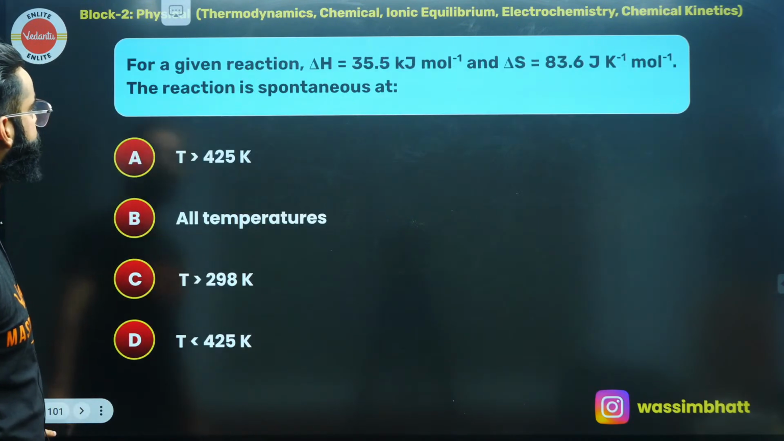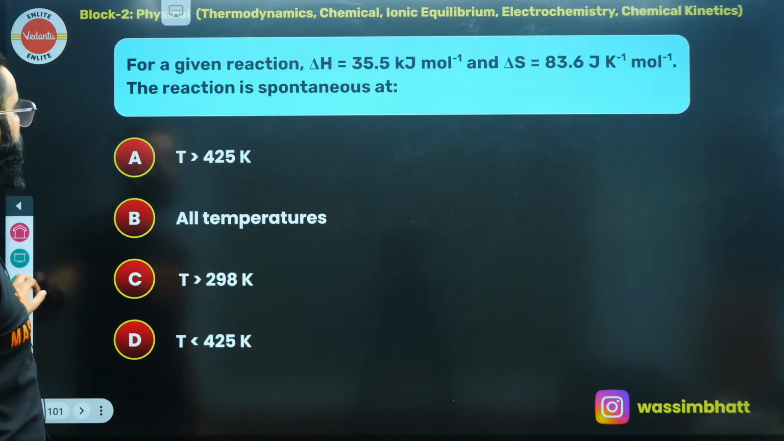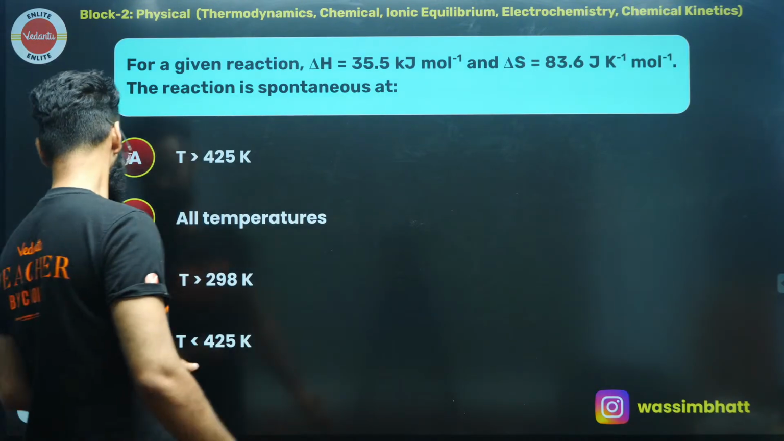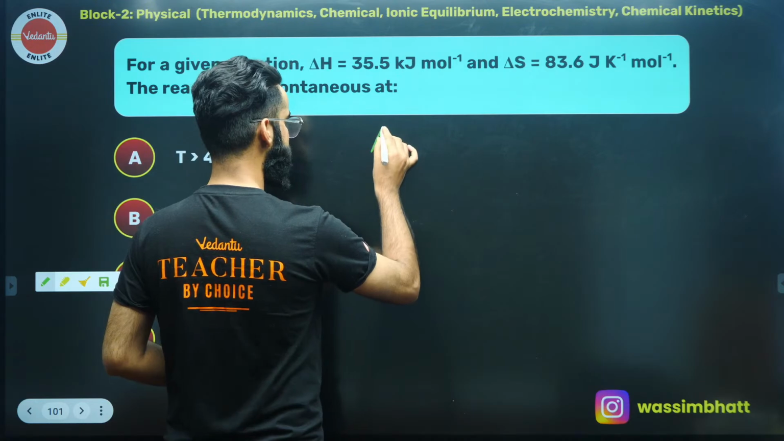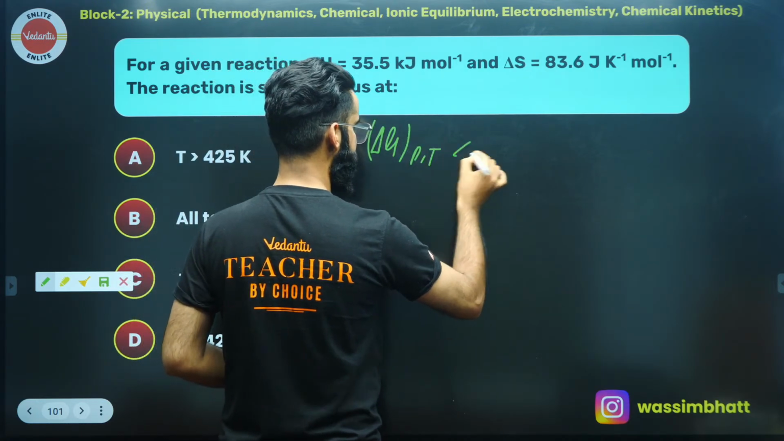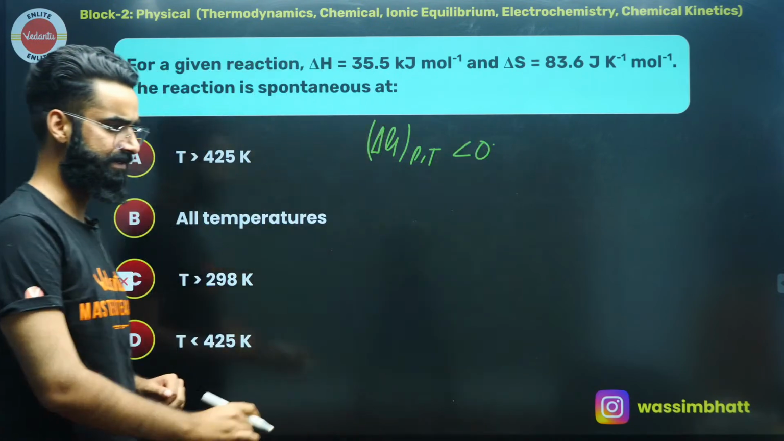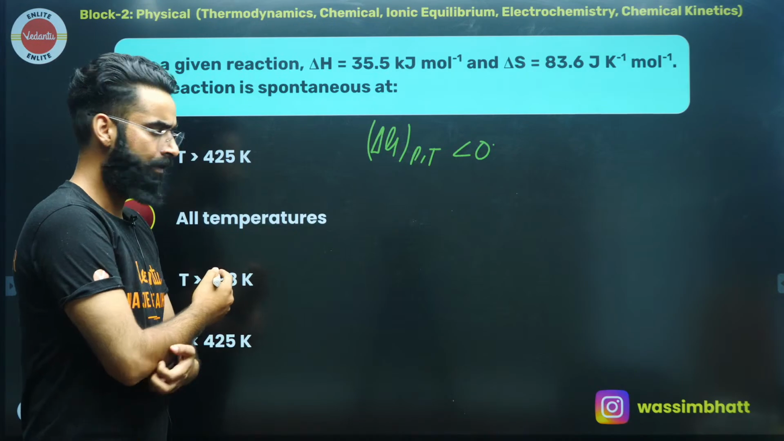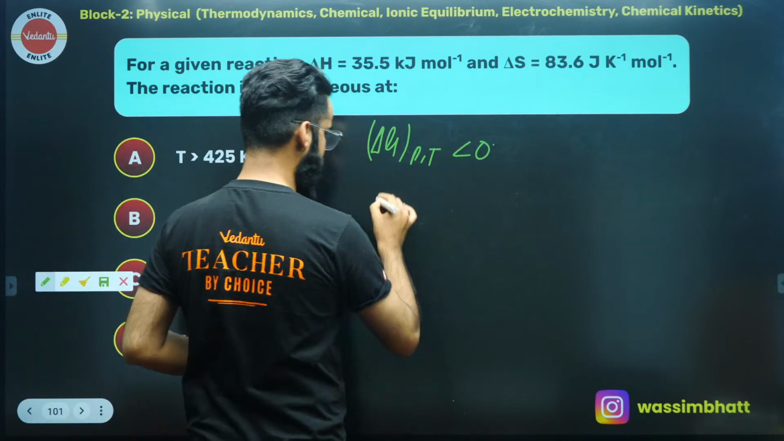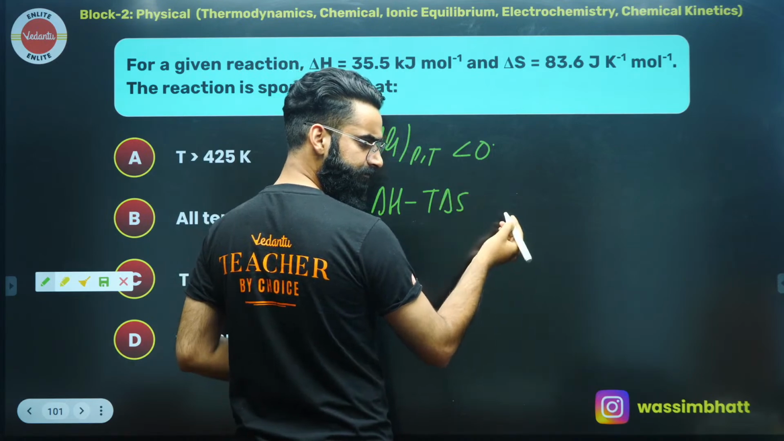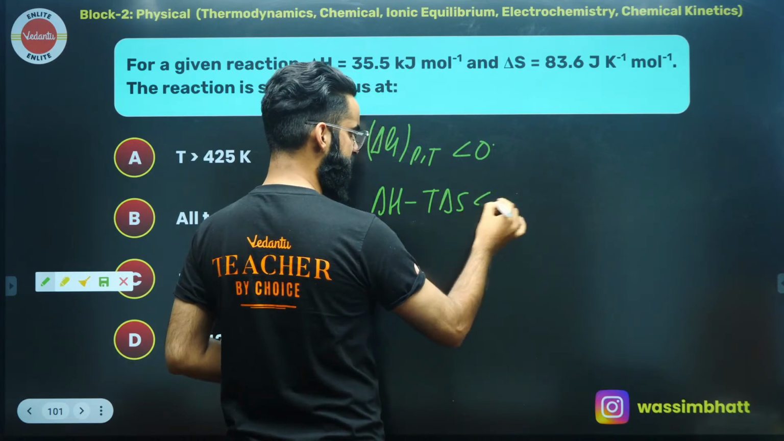Anyways, leave it. For a given reaction, delta H is given, delta S is given. The reaction will be spontaneous at? See, for the process to be spontaneous, delta G for the system at constant pressure and temperature has to be less than 0, right? Then only we can say the process is spontaneous. Now delta G is nothing but delta H minus T delta S, and that is less than 0.